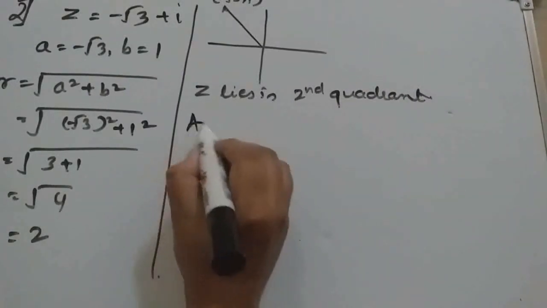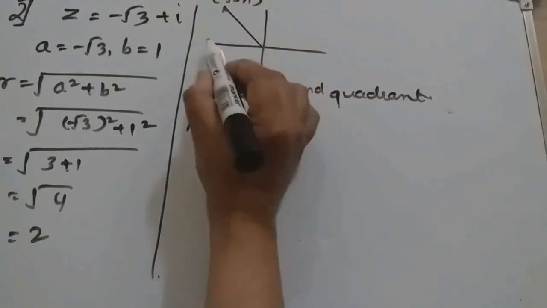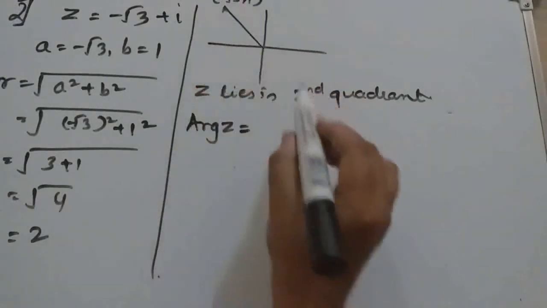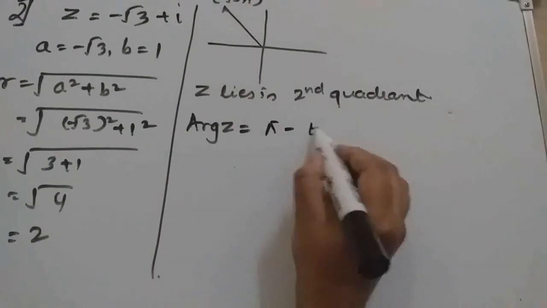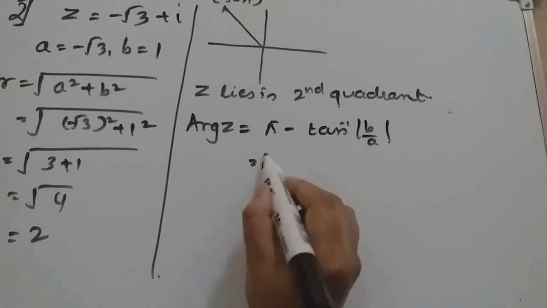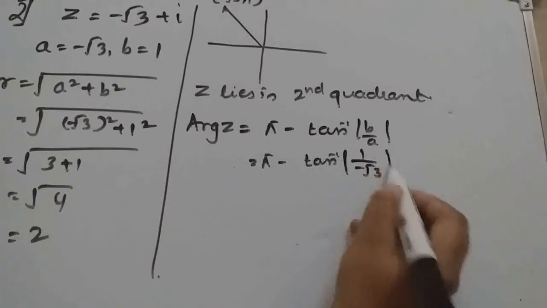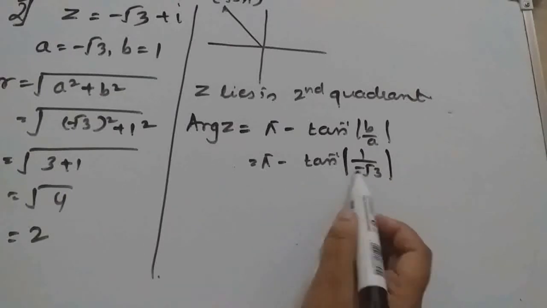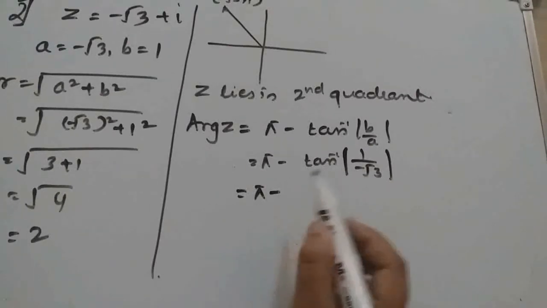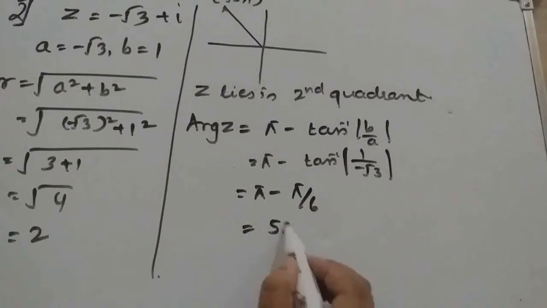Okay, so argument of z will be pi minus theta in the second quadrant, pi minus theta, where theta is tan inverse mod b by a. So b is 1 by minus root 3. So positive only, mod means it will take positive. So 1 by root 3 means pi by 6. So the answer will be 5 pi by 6.